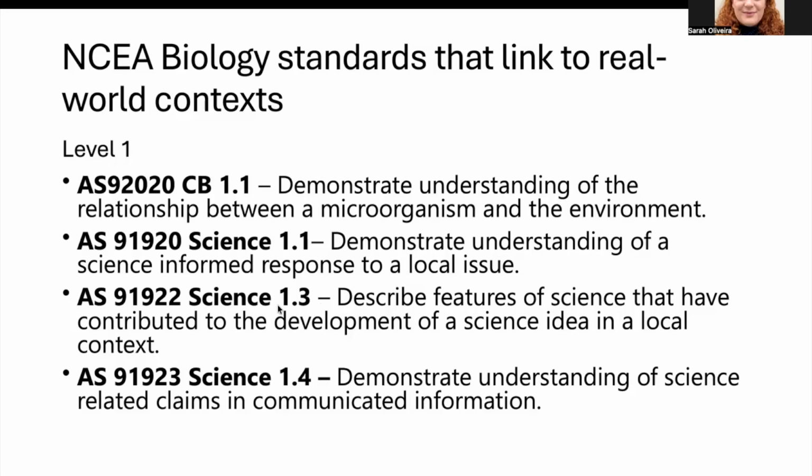Again, the next one, 1.3, also does that with describe features of science that have contributed to the development of a science idea in a local context. This is a bit different because you're actually looking at the development of a science idea. So you've got to find one that has been developed over time.